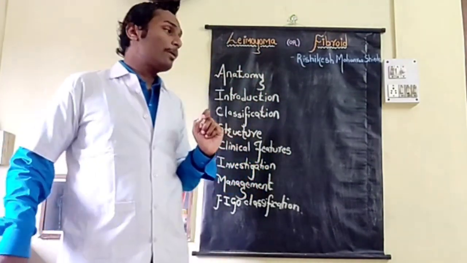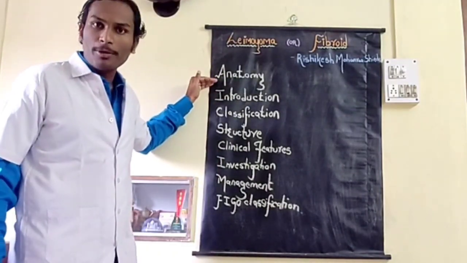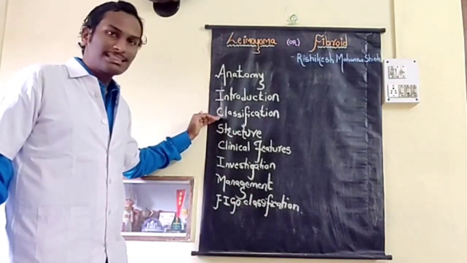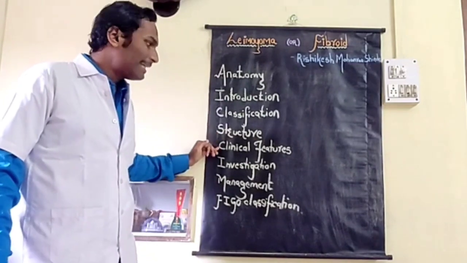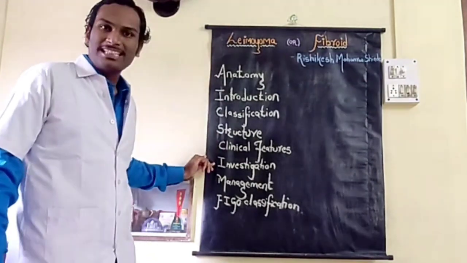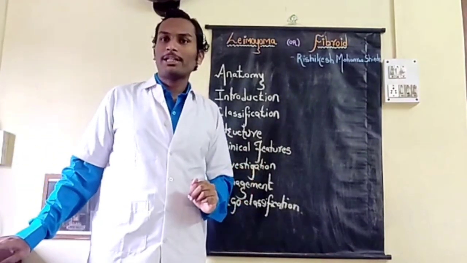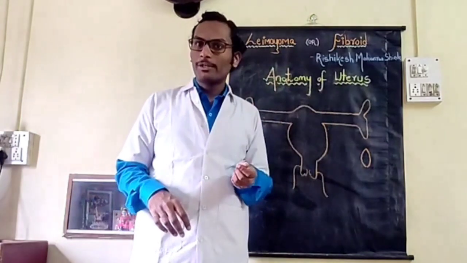We will be dealing with this topic under the following subsections: the anatomy of the uterus, the introduction to fibroid, the classification of fibroid, the structure of fibroid, the clinical features, the investigations, the management, and the FIGO classification of fibroid. Now coming to our first topic, that is the anatomy of the uterus.